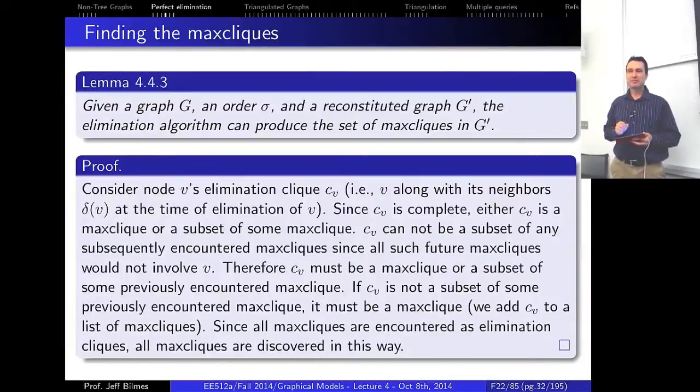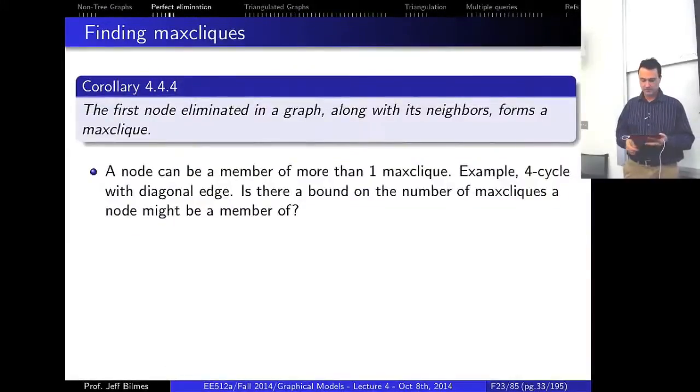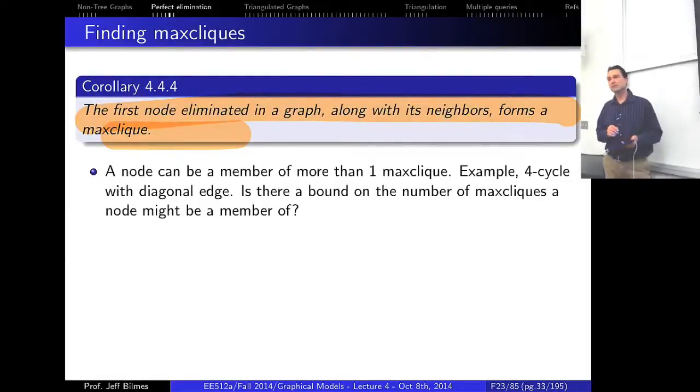I'm going to push forward, but I'm going to say that it therefore is the case that the following must be true. If you eliminate a vertex, the first vertex that you eliminate and its neighbors, there is no previous set of max cliques, so it mustn't be a subset of any previous max cliques because there are no previous max cliques. So it basically means that the first vertex and its neighbors must be a maximal clique. That's this term here. The first node that you eliminate along with its neighbors forms a maximal clique.